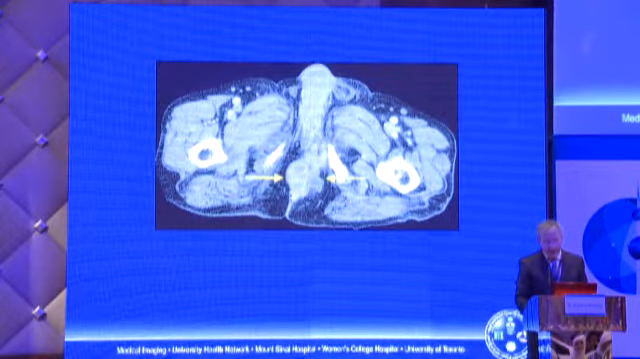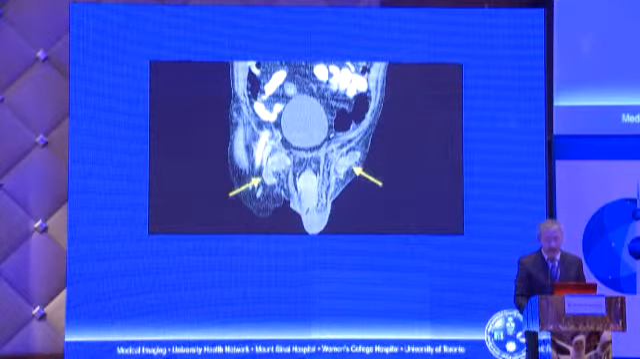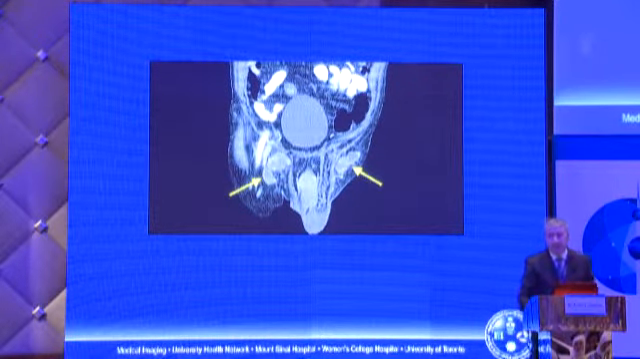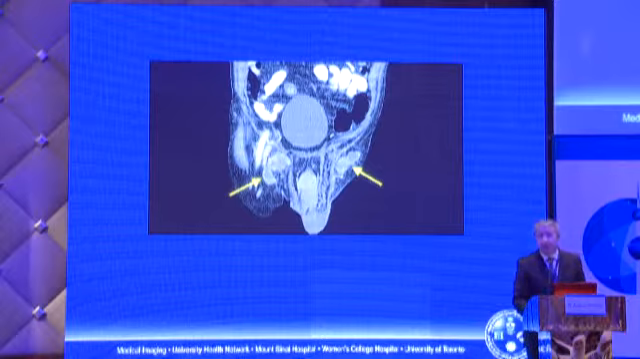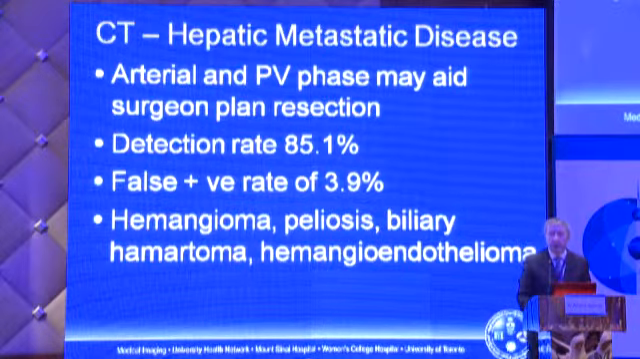Here's an example of very low rectal cancer involving the anal region in addition, and when we look at the coronal CT images, we can clearly see extensive necrotic inguinal lymphadenopathy, which was the sole site of metastatic disease in that patient. Hepatic metastatic disease, well, CT is the workhorse.